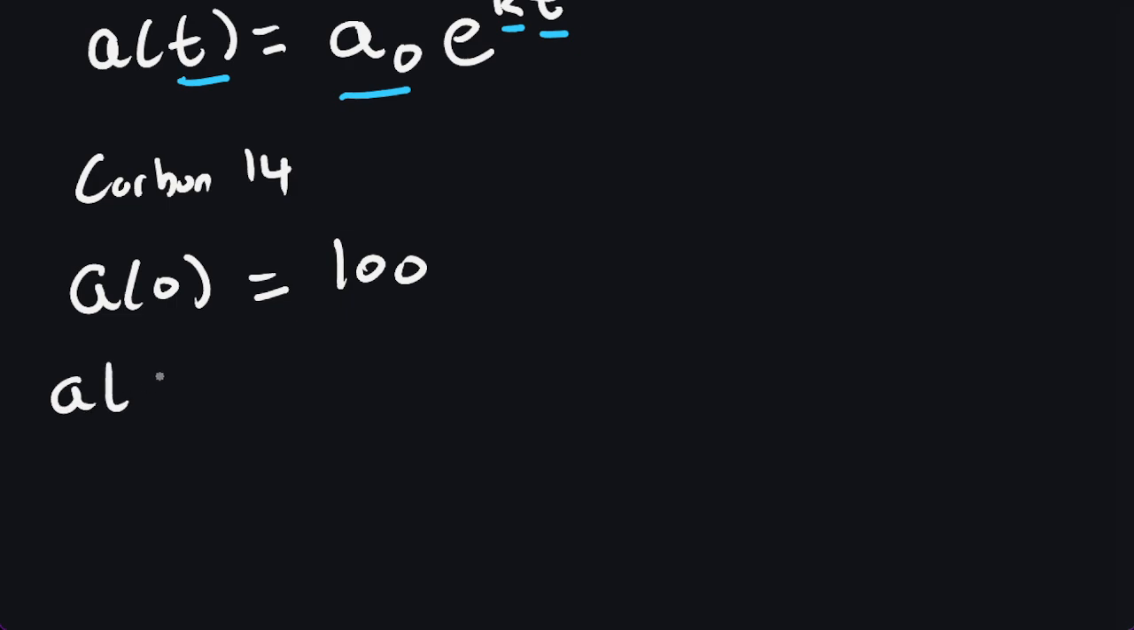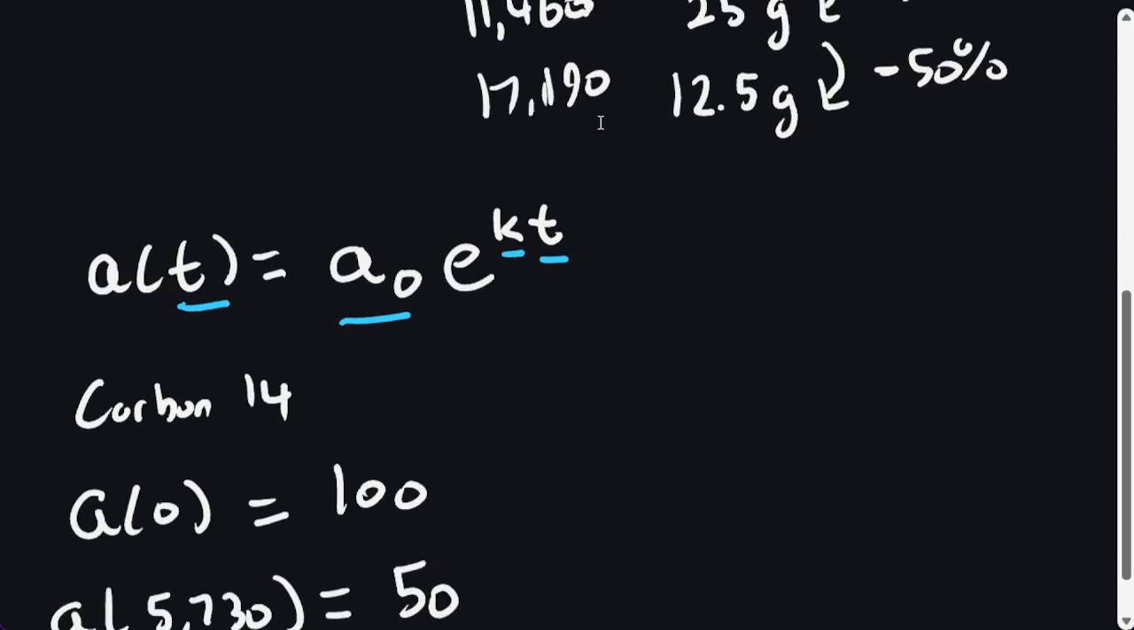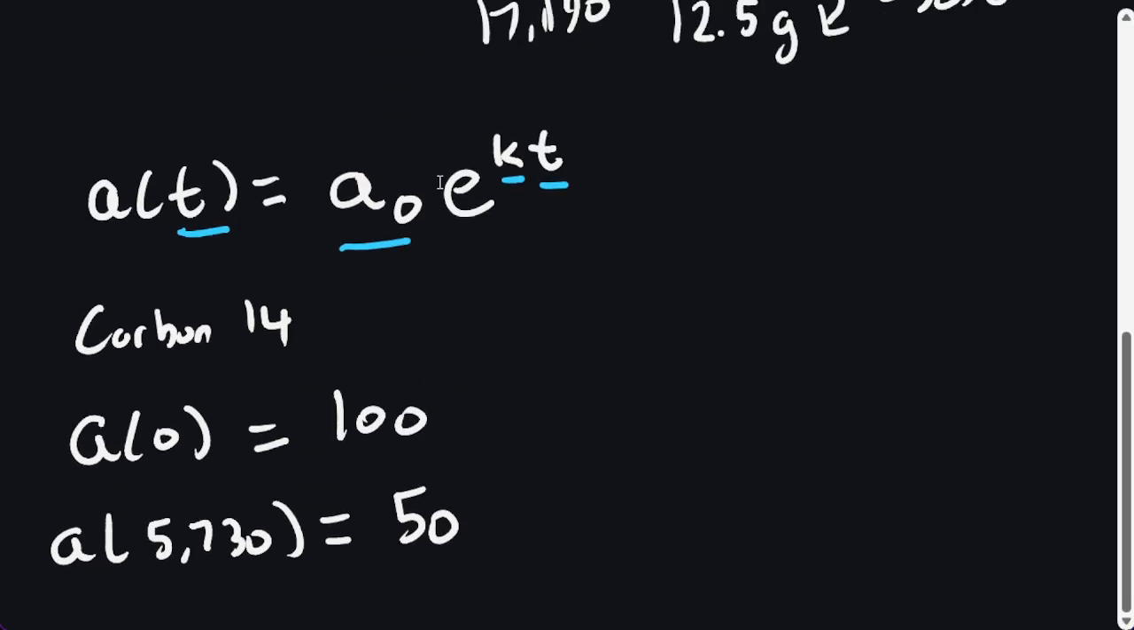And now A(5,730). Remember, 5,730 is the half-life. So that means A(5,730) is going to be 50 grams. Remember, after 5,730 years, we have cut our amount in half. We're now at 50 grams. So that's what we know so far: A(0) is 100, and A(5,730) is 50. So let's try to find our constant k right here.